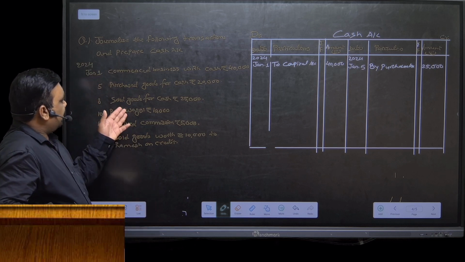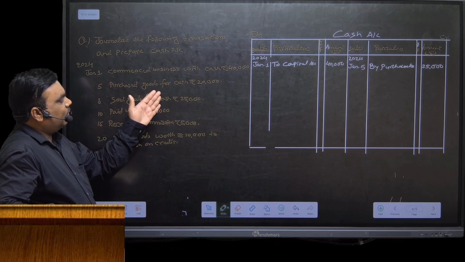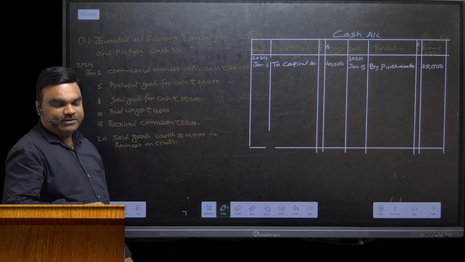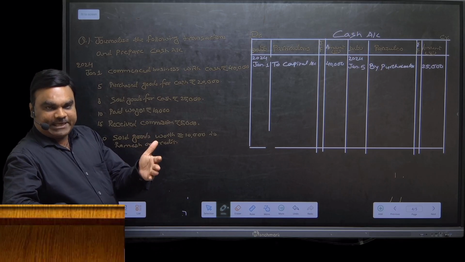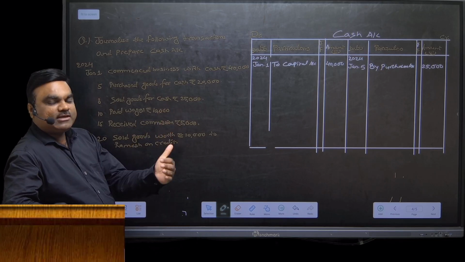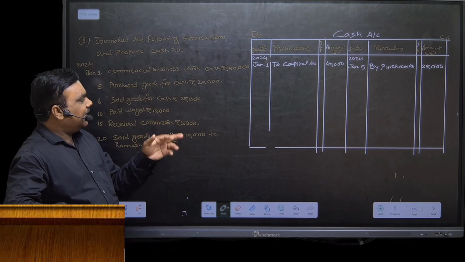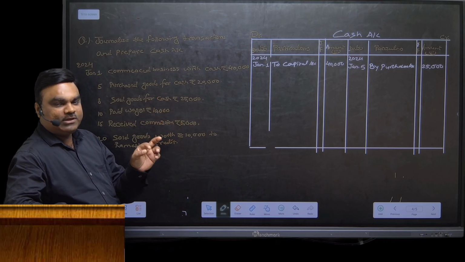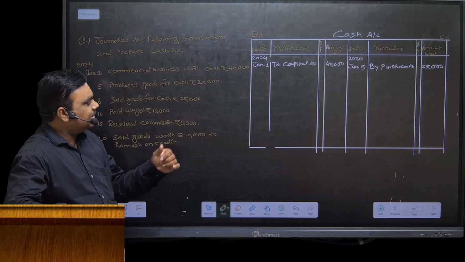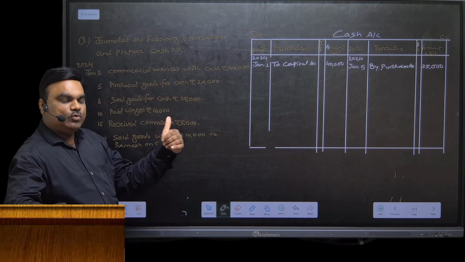Now see, the third transaction is sold goods for cash rupees 25,000. We have sold goods for cash. So in this transaction, cash comes in. Cash account is a real account. So cash comes in and sales account is always to be credited. So our journal entry is cash account debit to sales account.